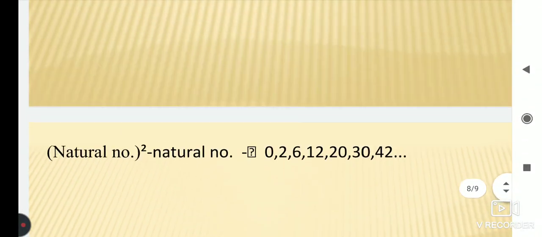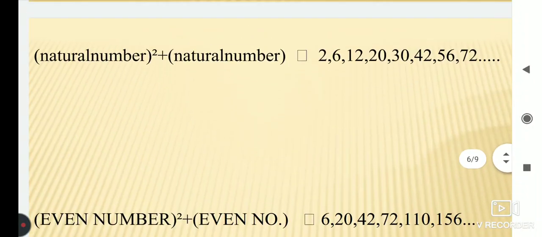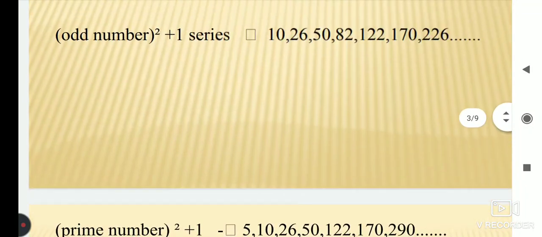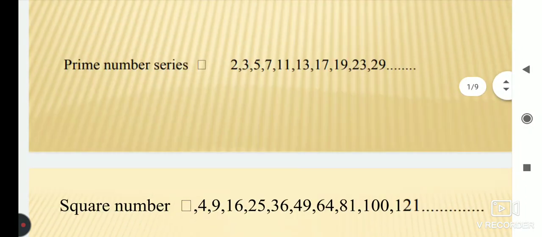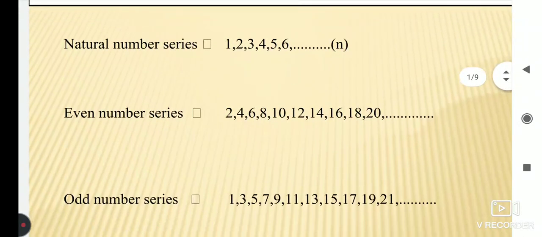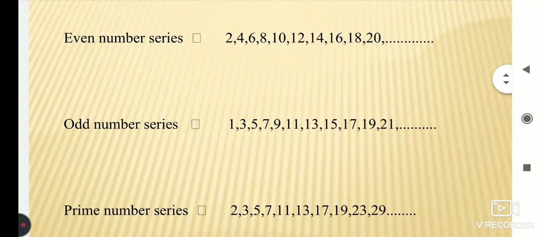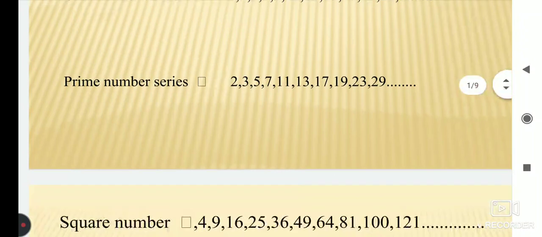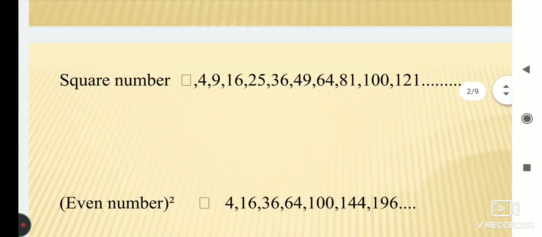So in these basic examples, we saw some patterns that follow. First you note down the number series, and then follow the pattern. The first pattern is natural number series, second is even number series, third one is odd number series, fourth one is prime number series, next is square number series.